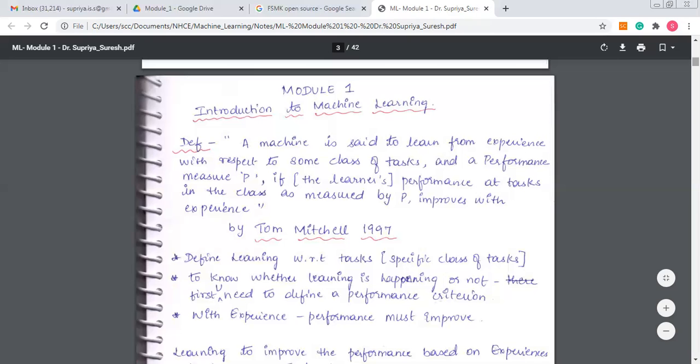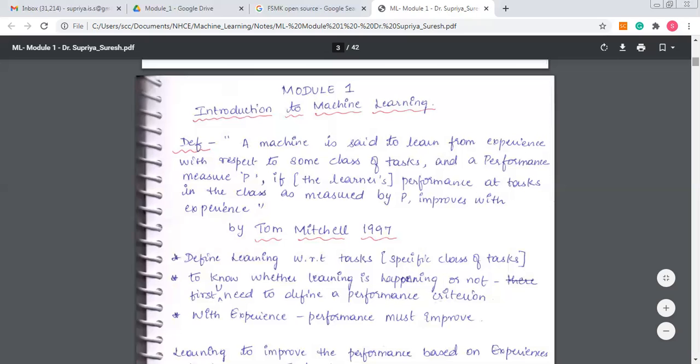A machine. Let's consider, we human beings do this, so why could we not check the same with the machine, right? So a machine is set to learn from experiences. With respect to some classes of tasks, I'm giving the same classes of tasks to the machine, and there is a performance metric P. Someone measures the performance, as my mom did with me.